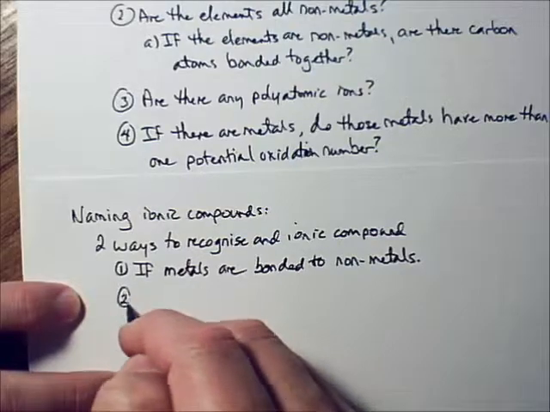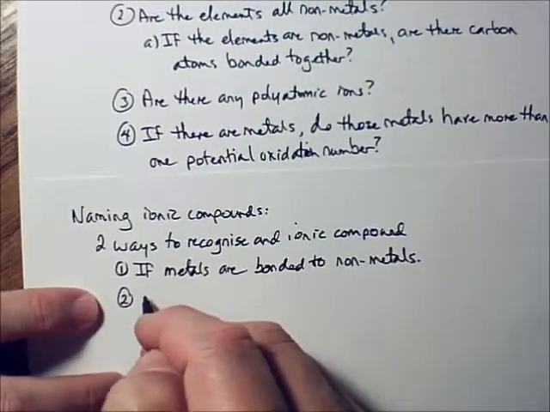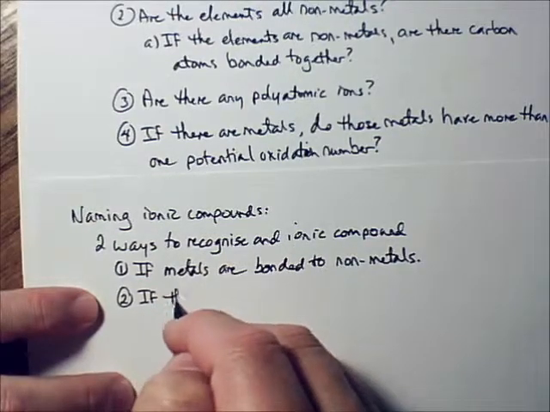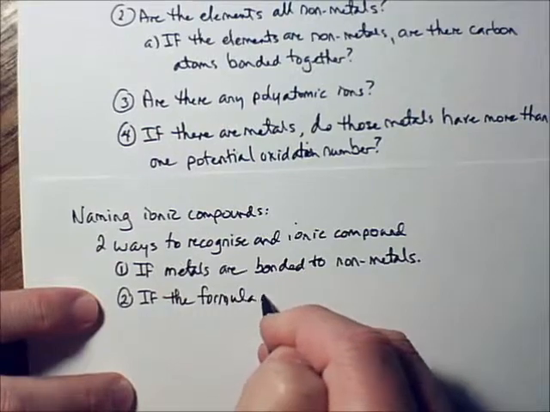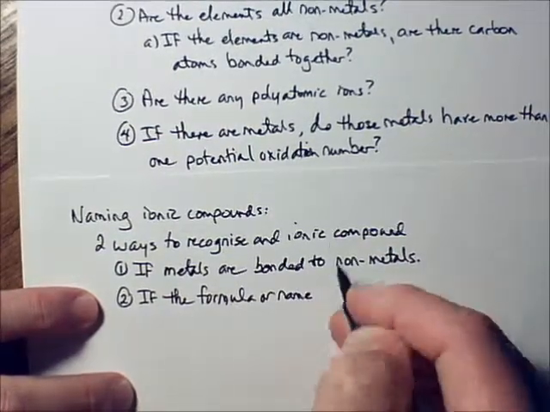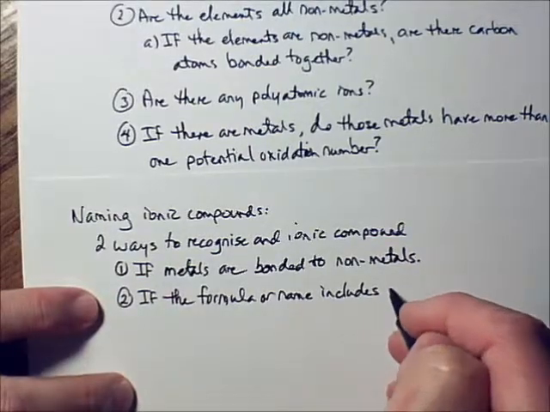Another way to recognize ionic compounds, or a type of ionic compound, is if the formula or name includes a polyatomic ion.